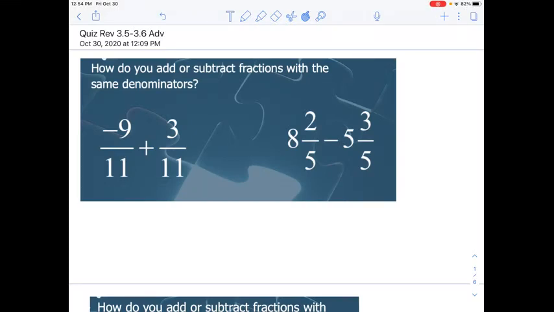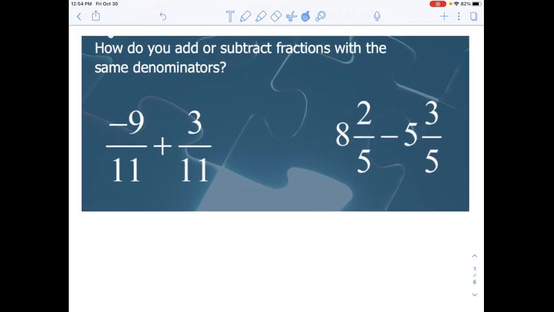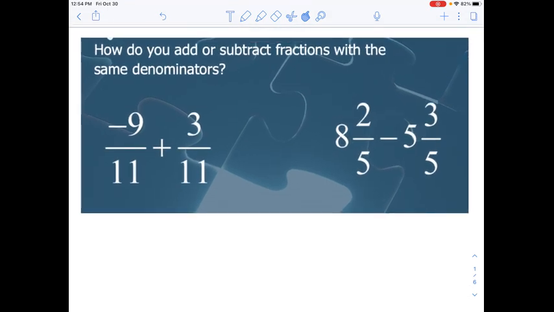This is a review for your quiz on 3-5 and 3-6, which was adding and subtracting like fractions and unlike fractions. So first couple examples. How do you add or subtract fractions with the same denominators? So we add or subtract the numerators and keep the denominator.